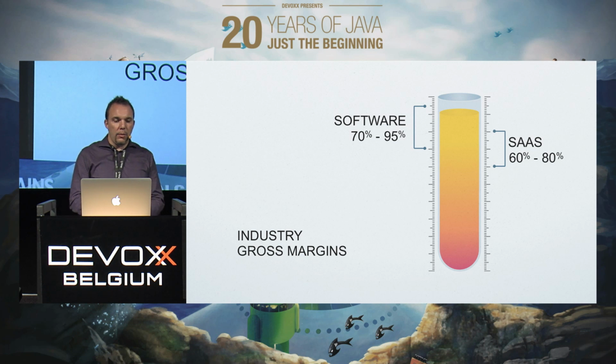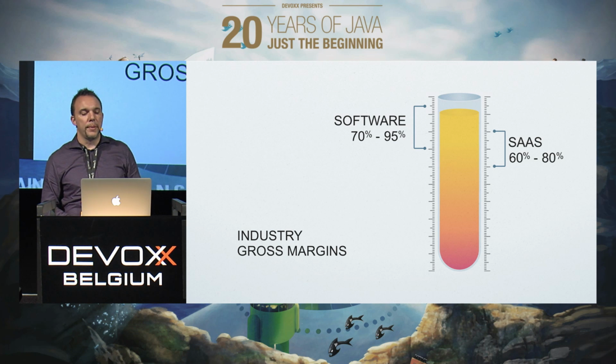Why am I telling this? It means that if you do the calculation at a given price point, I will get so much revenue, I will have so much cost, and you end up with a gross margin of, say, 25%, you might be doing something wrong. Because on average in the industry, you should be somewhere around 60 to 80% gross margin.